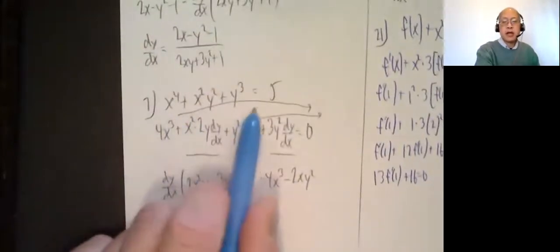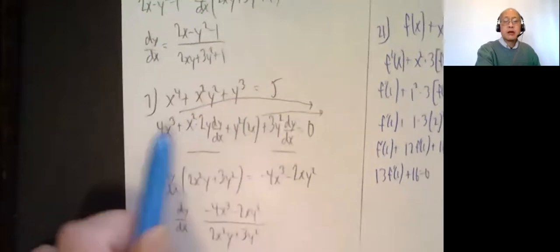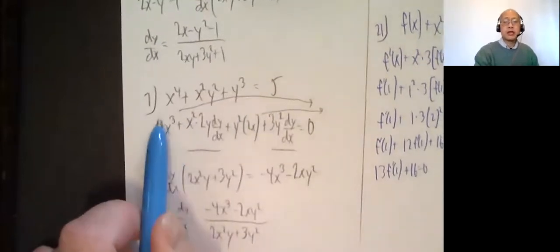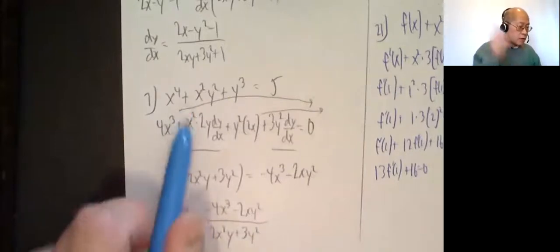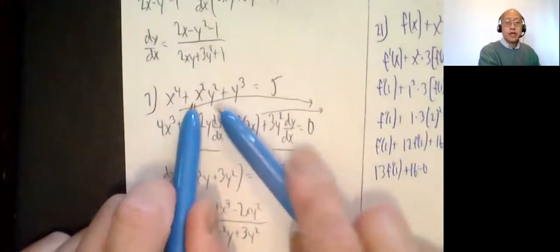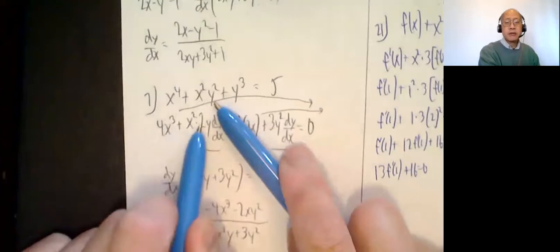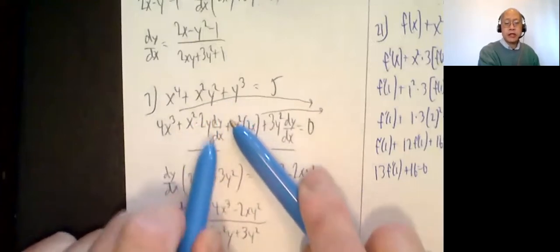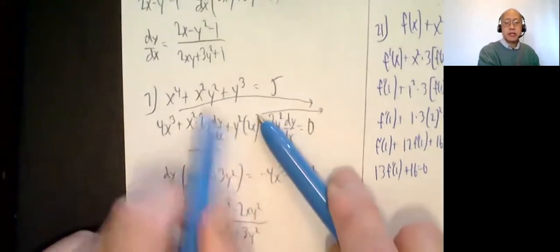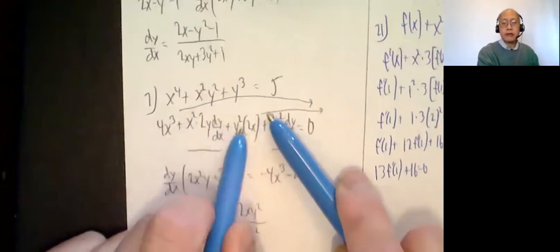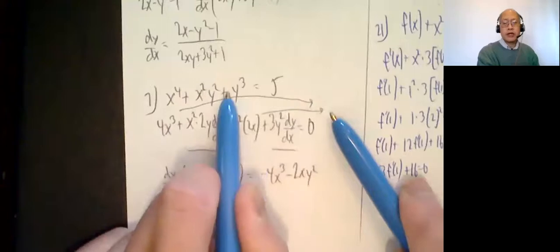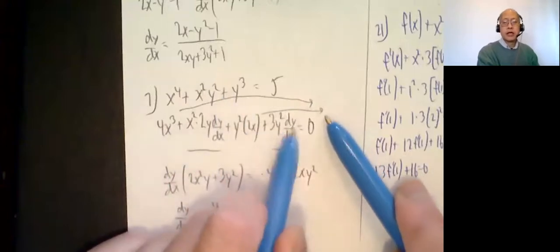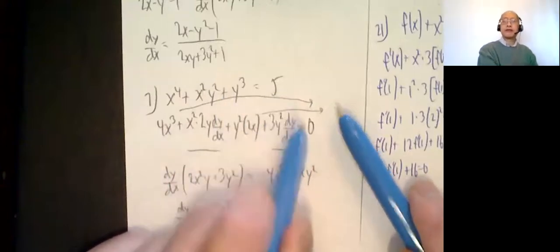Okay, number seven, looks like this. Okay, so differentiate both sides. Derivative of x to the fourth is 4x cubed. This is a product rule. First times derivative of second, x squared times 2y, and since there's a y, dy/dx, plus second function, y squared times derivative of the first, derivative of x squared is 2x, plus derivative of y cubed, we just did that, 3y squared dy/dx, equals the derivative of the right-hand side, derivative of 5 is 0.